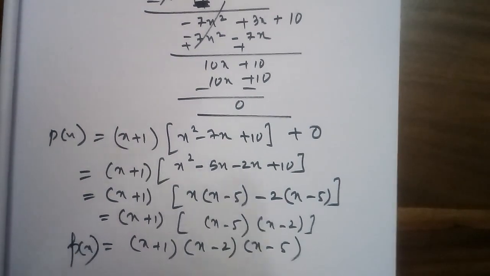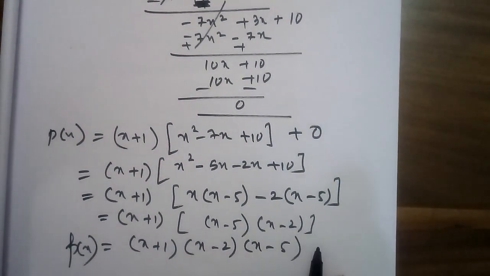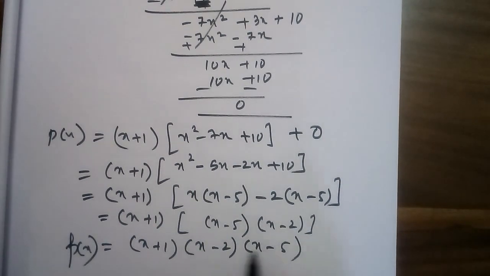I have factorized my given polynomial into 3 factors. As I told you earlier, since it is a degree 3 polynomial, I will get 3 factors, that is, 3 brackets all multiplied with each other. If you have a degree 4 polynomial, you get 4 brackets.